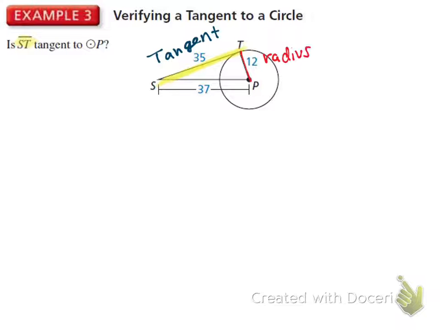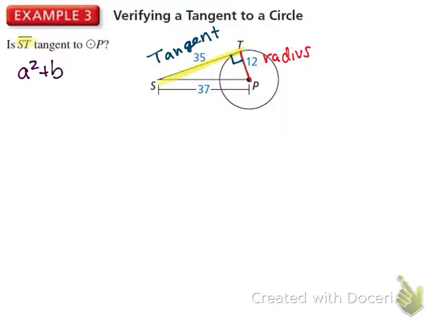So if it is tangent, there would be a right angle right here, because tangent lines will be perpendicular to the radius. There will be a right angle between the tangent and the radius. So we need to figure out if there is a right angle here. What shape are we looking at? A triangle, but what kind? A right triangle. We need to figure out if this is a right triangle. How do we figure that out? We're going to use the Pythagorean Theorem.